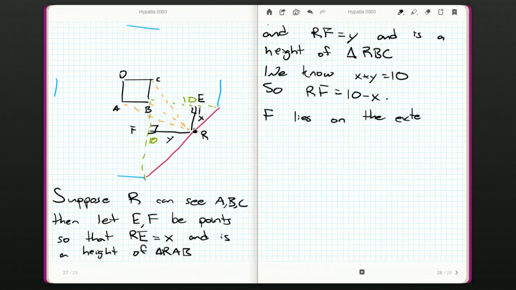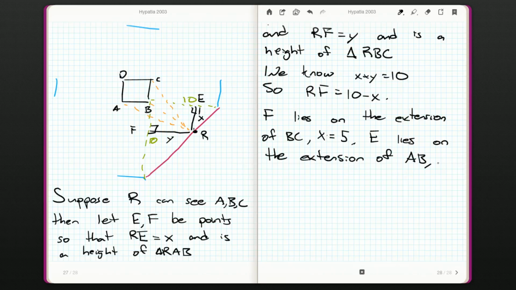So F lies on the extension of BC, and that's the line x equals 5. Alright, just go back and double check the coordinates. B and C both have an x coordinate of 5, so they both lie on the line x equals 5. And E lies on the extension of AB, and that's the line y equals 4. Okay?